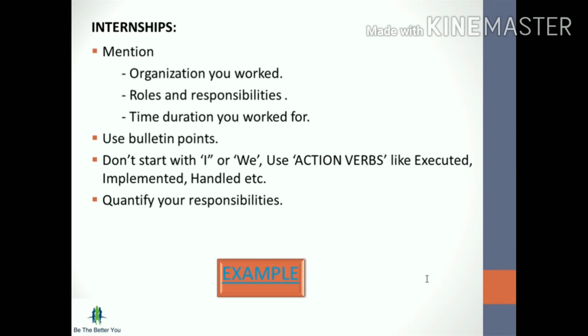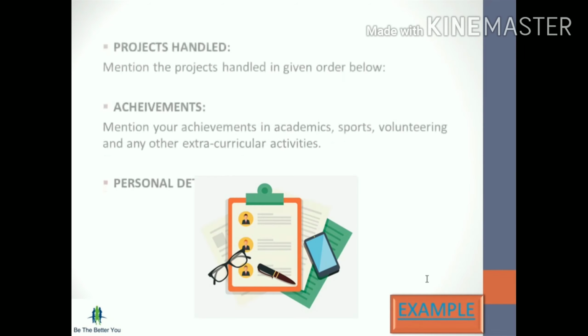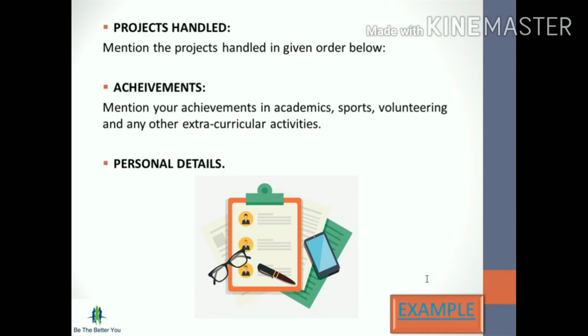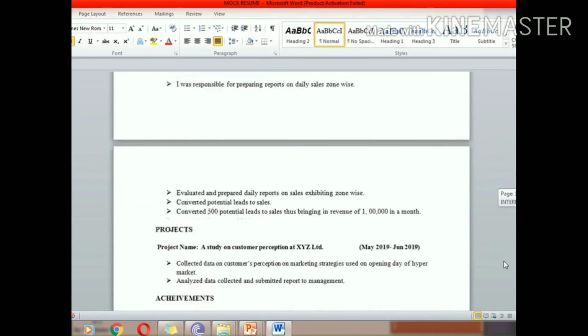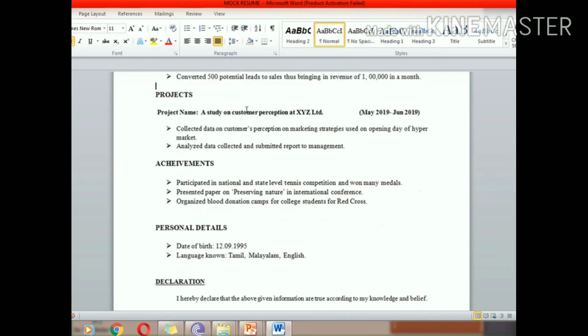And next is project handled. Mention the projects handled as given below. I'll show an example again. Mention the project title, company where you did your research, and the research duration. Mention the findings as well. Next, your achievements. Mention your achievements in academics, sports, volunteering, and other extracurricular activities. And also your personal details. Don't get into too much of your personal details. Your date of birth and languages known is enough.